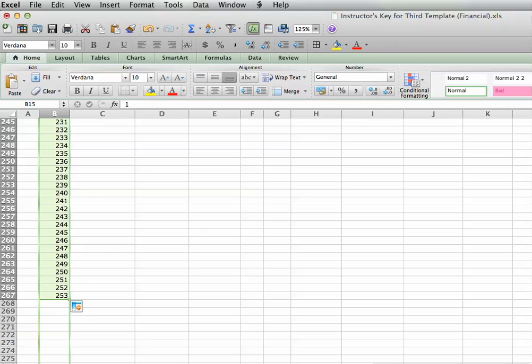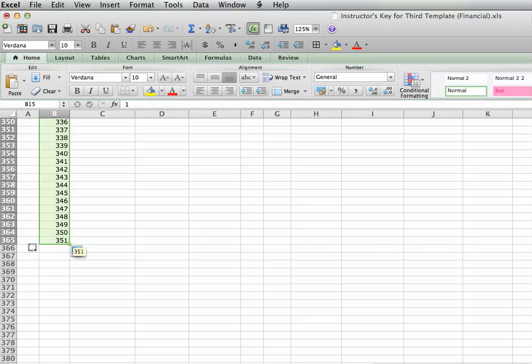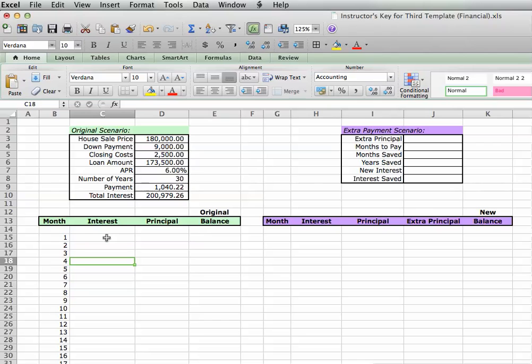I'm getting close, but I'm not quite, so I keep dragging down. And I want to make it to 360. All right, 351 looking good, and I'll go just a few more, and you can see the numbers on the right-hand side. It tells me where I've left off, and there's the 360. Scroll all the way back up, and now we're ready to get started in a serious way.